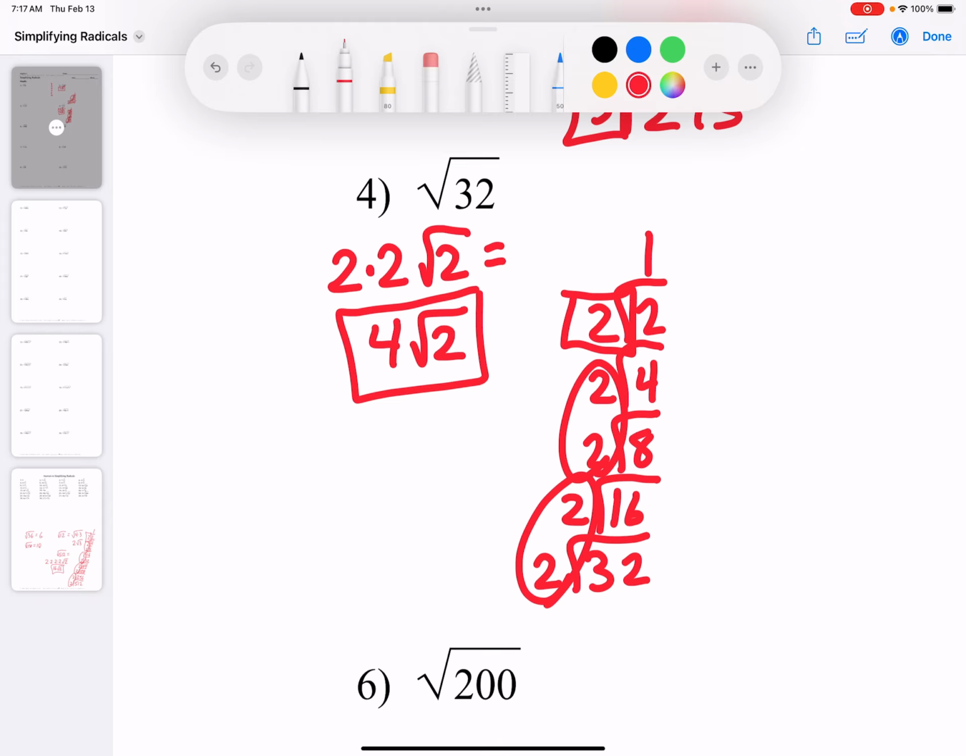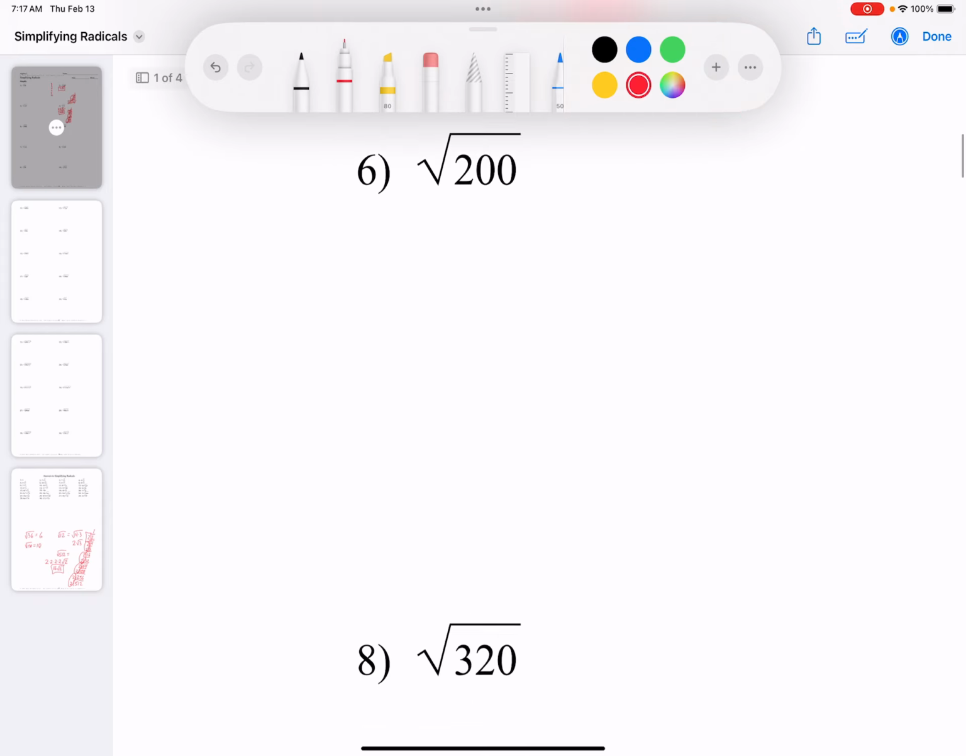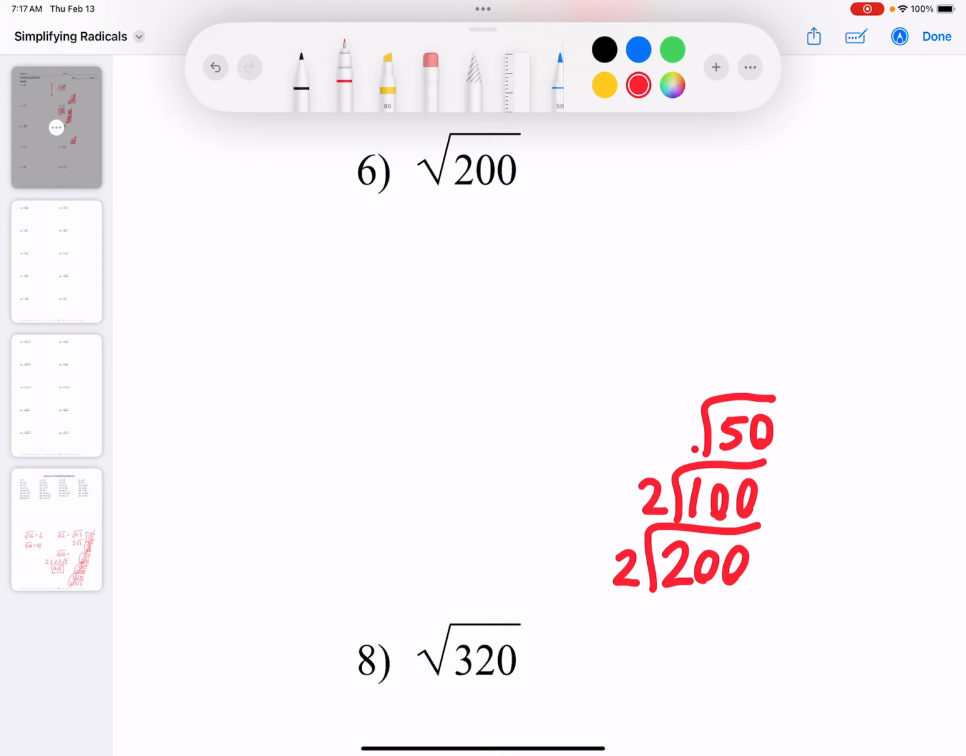So let's look at number 6. So we're going to factor 200. So I'm going to divide by 2. You could also divide by 5, but I'm going to divide by 2, which is 100. I can divide 100 by 2, which is 50. I could divide 50 by 2, which is 25. I can divide 25 by 5, which is 5. And then 5 is divisible by 5 one time.